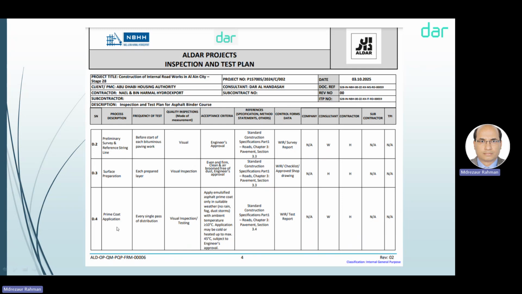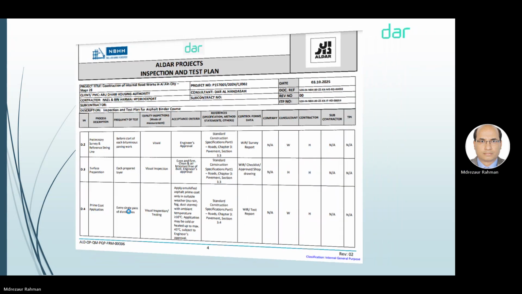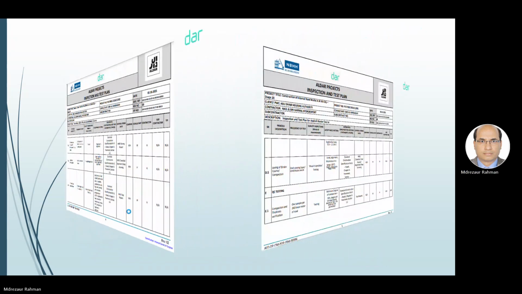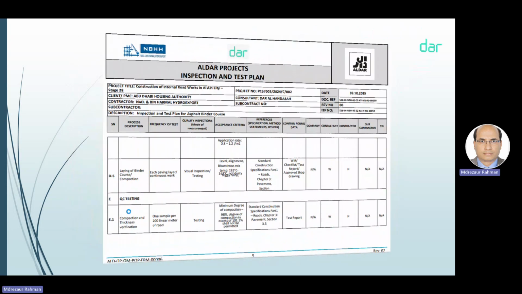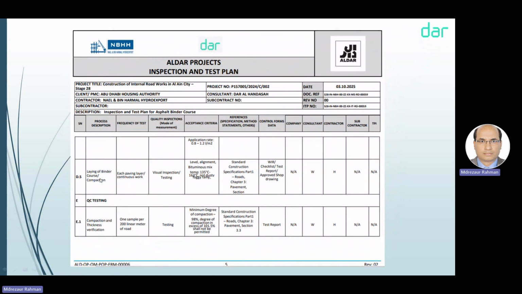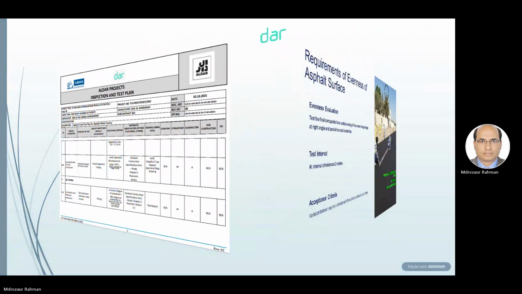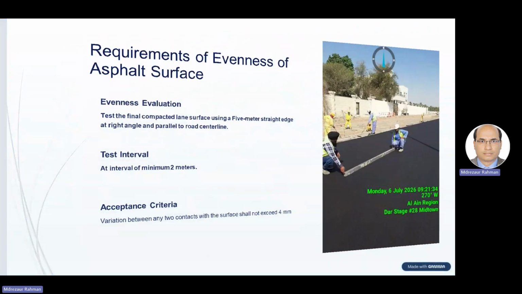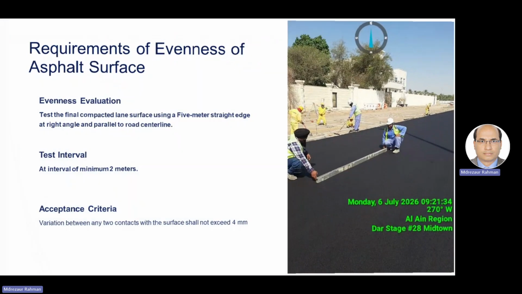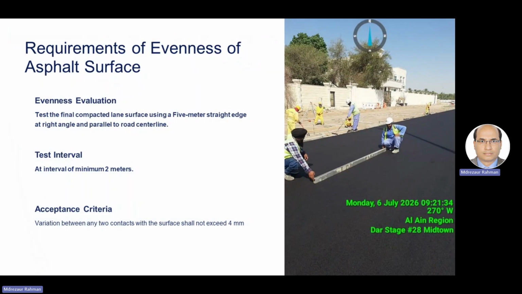Second is prime coat application. Then coming is laying of asphalt, right? So three WIRs must be submitted. We have to follow the ITP. Now asphalt is done, so we have to check the level and evenness.